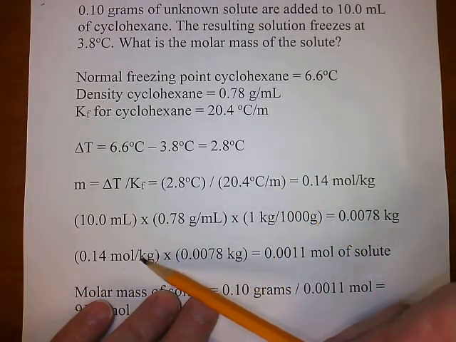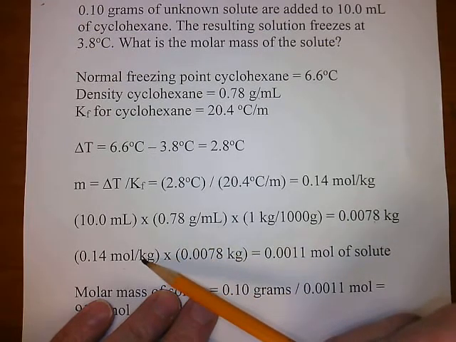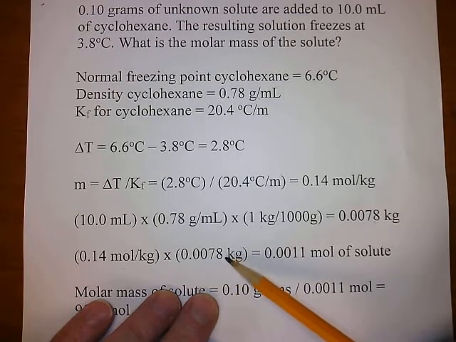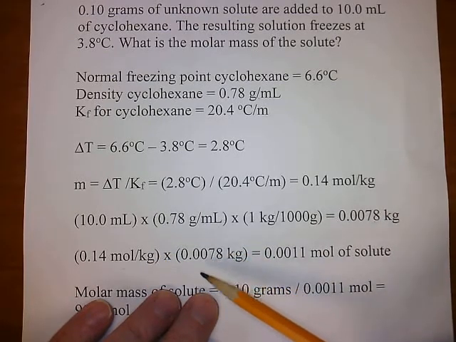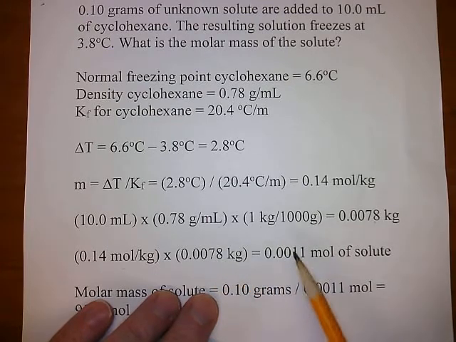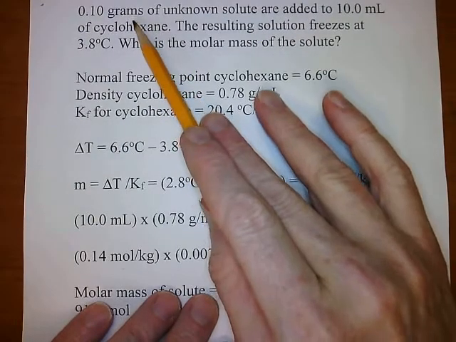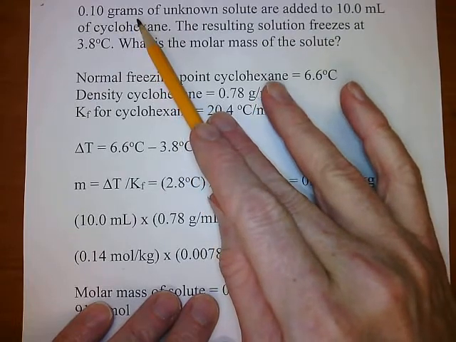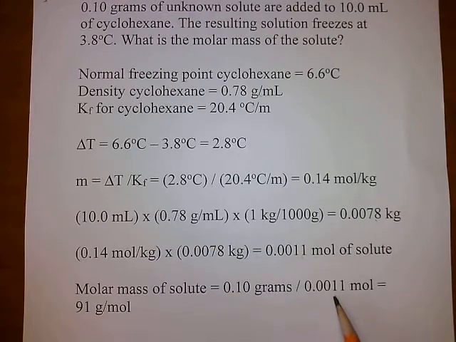Well, now we can say 0.14 moles per kilogram times the number of kilograms. We have kilograms on the bottom, kilograms on the top, so those will cancel. So 0.14 times 0.0078 is 0.0011 moles of solid. Well, now we're home free, right? Because we know how much solid we put in. We put in 0.10 grams, and 0.0011 moles.